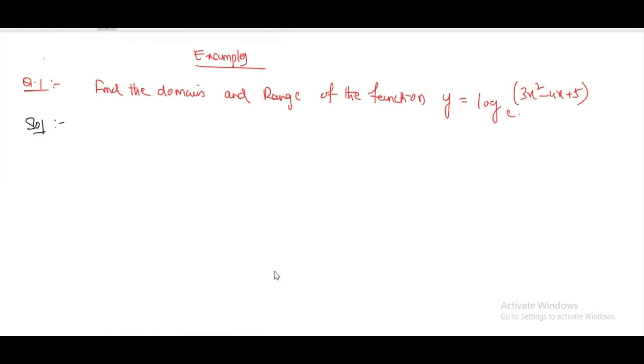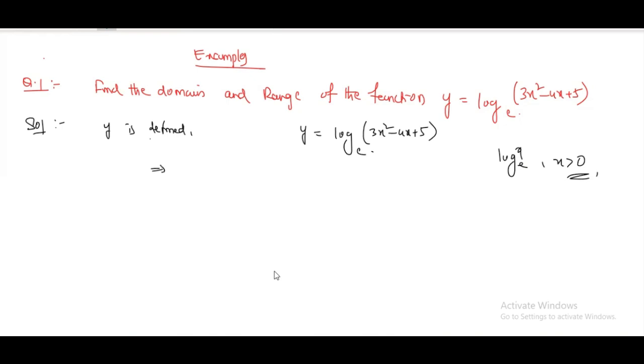So for y to be defined, first let's see what is given: y is equal to log of 3x square minus 4x plus 5 to the base c. You know, in log x to the base c, x should always be greater than 0. So for y to be defined, 3x square minus 4x plus 5 should be greater than 0.